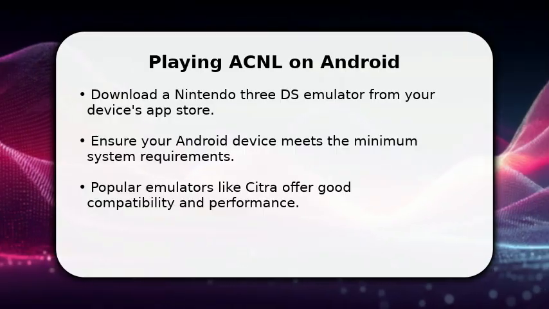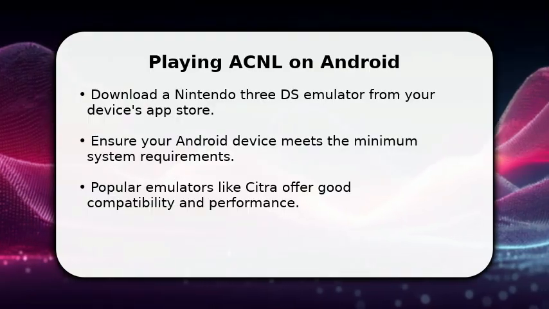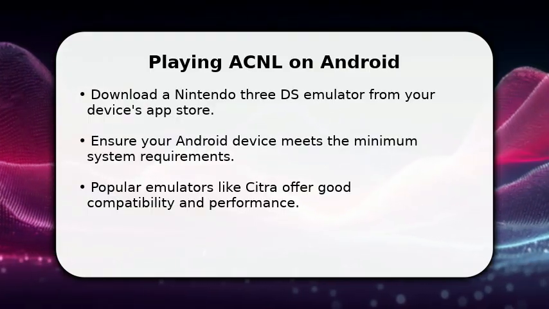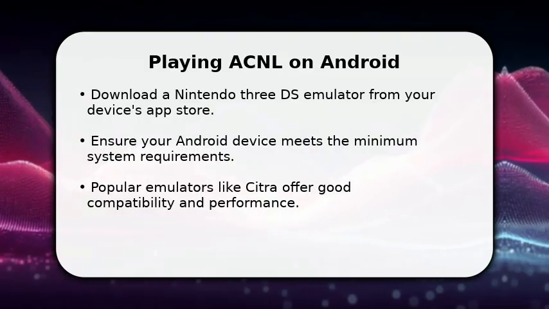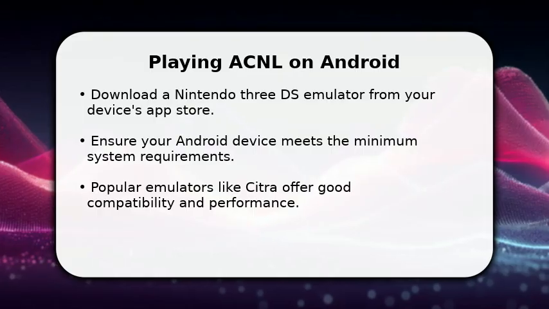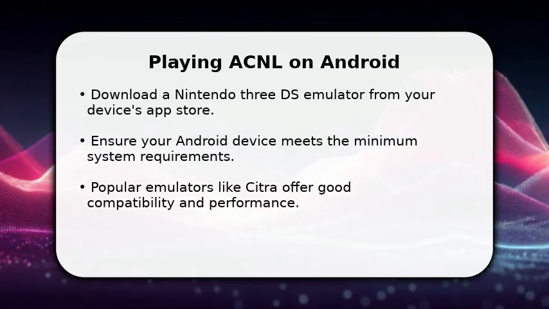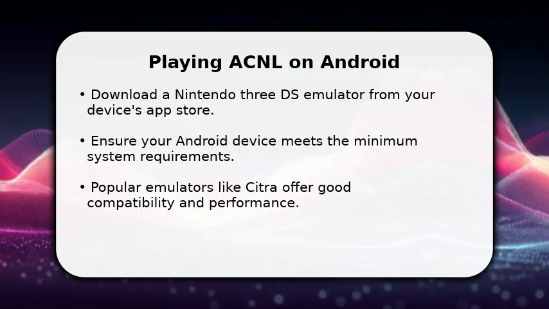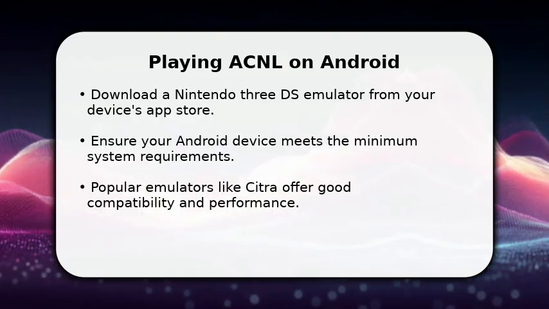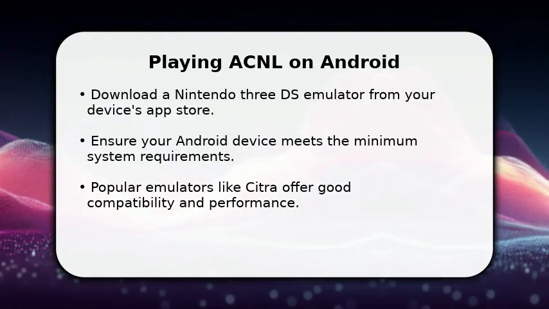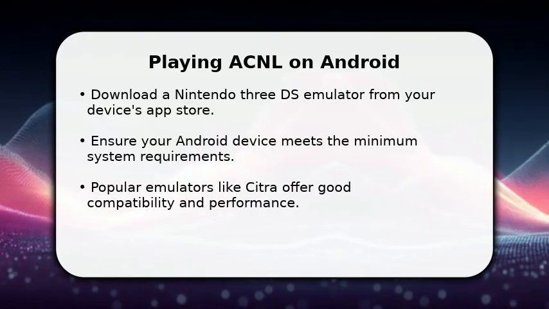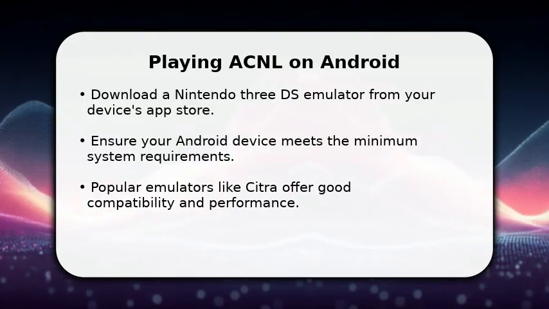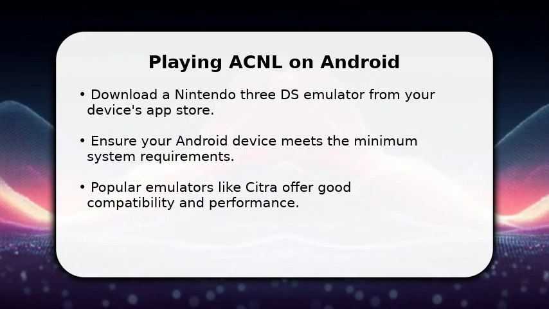In this video, I will explain how to play Animal Crossing, New Leaf on Android. First, you'll need to download a Nintendo 3DS emulator application from your device's App Store. Popular choices like Citra offer excellent compatibility and performance for many games. Ensure your Android phone or tablet has at least 4 GB of RAM and a decent processor for smooth gameplay. This initial step is crucial for setting up your virtual console.